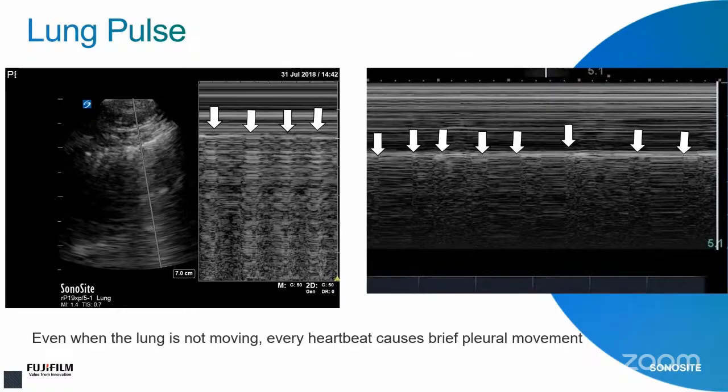And this allows you to see that every time the heart beats in the chest, it causes the two layers of pleura to move against each other. So even though there's no respirophasic variability of the pleura, there's still a cardiophasic variability. And that allows us to rule out pneumothorax with the same confidence as seeing respirophasic lung sliding.